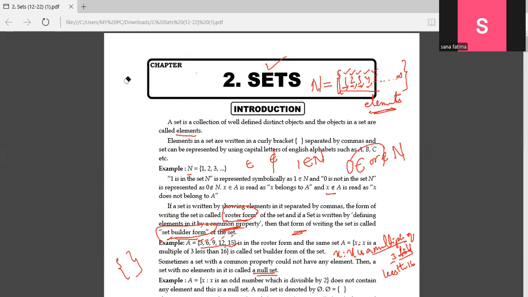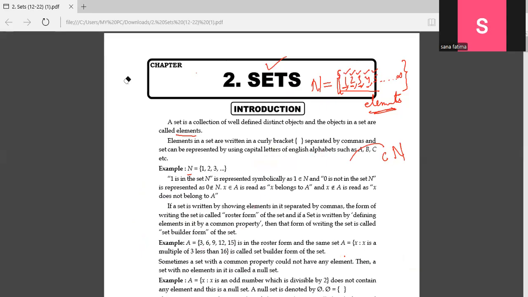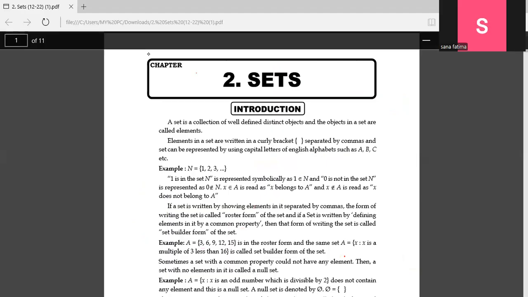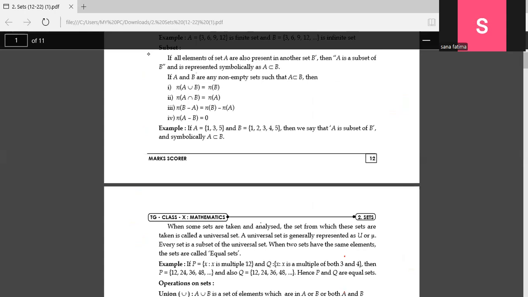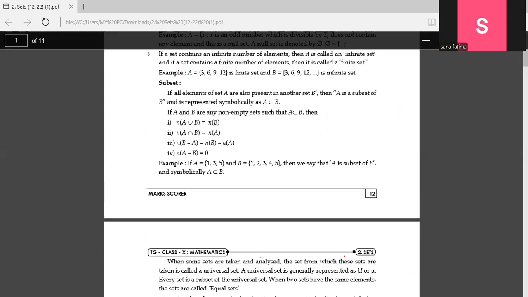Okay, now what have we studied till now? We have seen what a set is, how a set is written, how we use sets in our day-to-day life. Sets are written in curly brackets and separated by commas. And even how to write set builder form and roster form. Now let us see what a subset is and different kinds of sets.